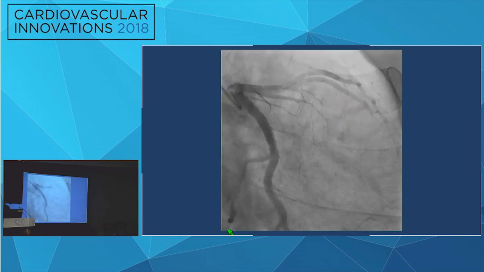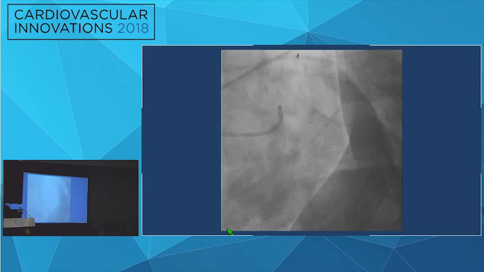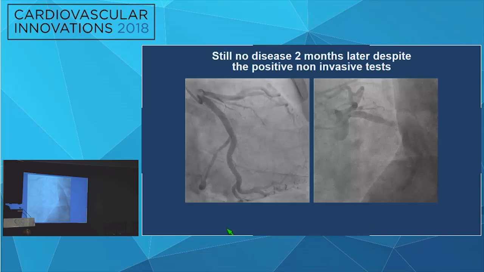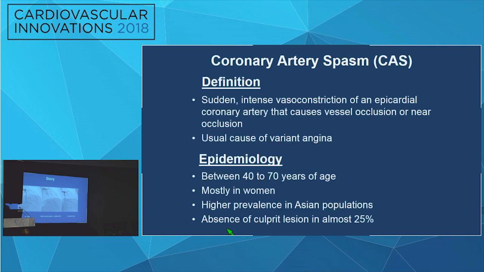You can see this is the left system with the dominant circumflex. There was nothing there, nothing in the LAD and the diagonal branch. And you see from the still frames that there was no disease 2 months after the initial event, despite the two positive non-invasive tests. And this was the story. At the baseline, we had the non-ST elevation MI, and then we had the initial procedure without the PCI, and 2 months later, still, there was nothing there.